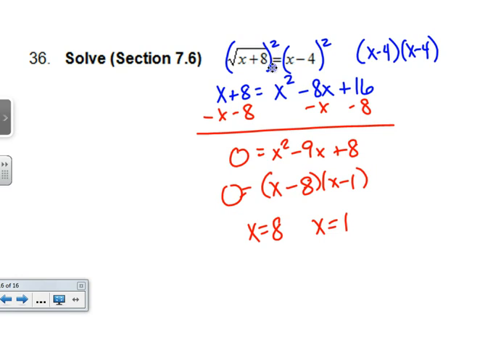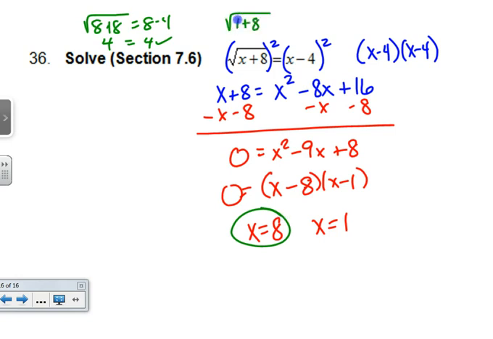If I go back up to my original question, if I plug in an 8, I get the square root of 8 plus 8 equals 8 minus 4. So the square root of 16 is 4, 8 minus 4 is 4. Check, that works. But look what happens when you plug in the 1. You get square root of 1 plus 8. Does that equal 1 minus 4? Well, I already know this isn't going to work because this is going to be a negative 3. And the square root of 9 is positive 3, which does not equal negative 3. So this is an extraneous solution.